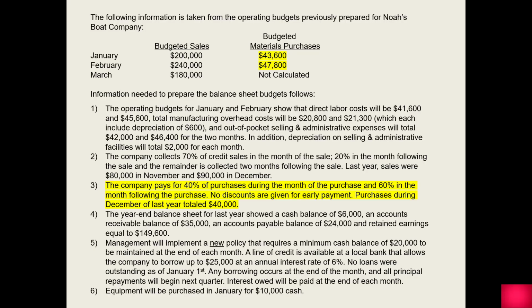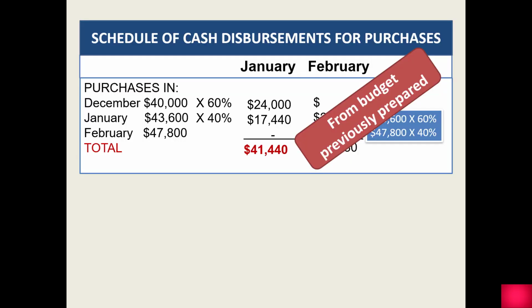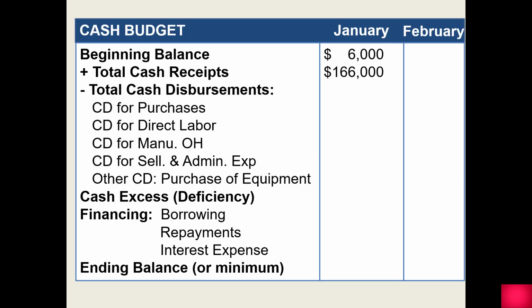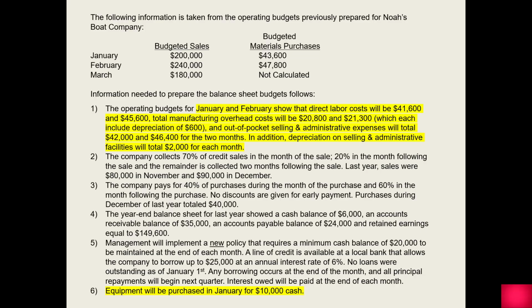Now recall that we were told what purchases were for January and February, and we were also told how we paid for those, and we calculated that payments during January would be $41,440. Direct labor and your other expenses. Let's review the information given.